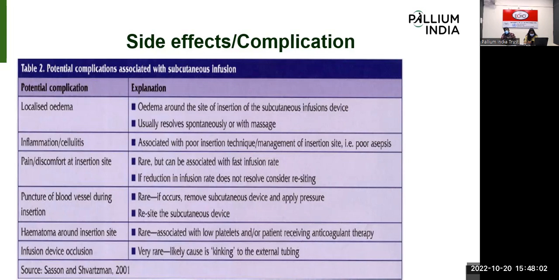After connecting the infusion to the subcutaneous site and fixing it, very rarely it will cause infusion device occlusion. The infusion will not go easily at the set rate and volume. In such a situation, we need to check the connected tubing. It may cause kinking of the external tubing. We need to check and clear it. After that clearance, we can continue the infusion subcutaneously. Next slide.